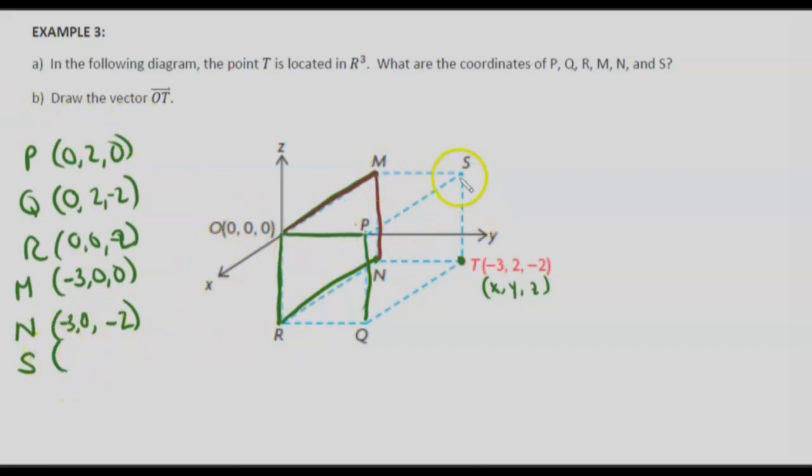Now S, I see S going backwards, so that's X. So that's -3. And then to the right, which is the Y direction, which is 2. No Z direction. Okay? And if this is our point T and then this is our origin, we can draw the vector OT by putting the tail at the origin and the tip at the point T, and we can label that OT.